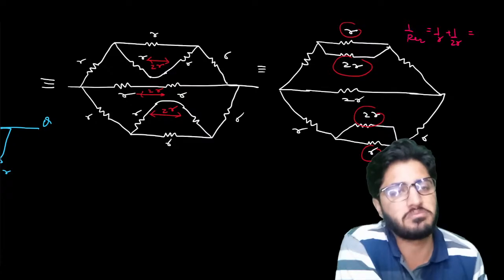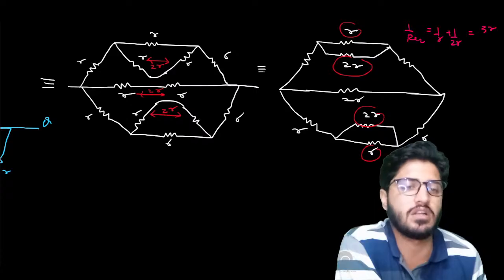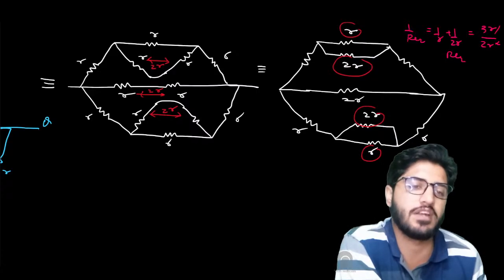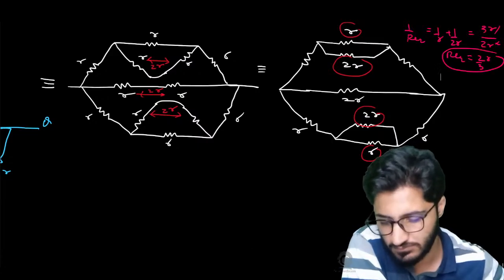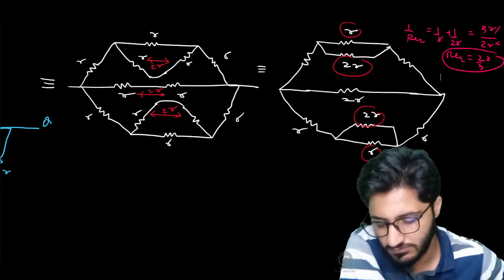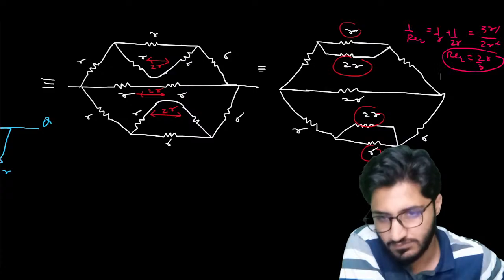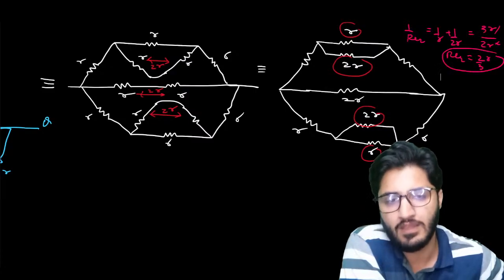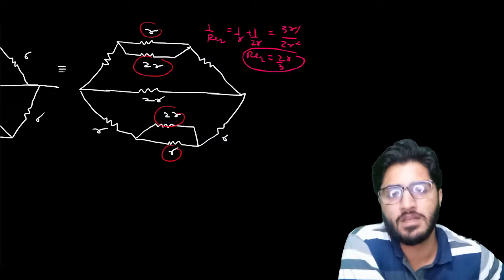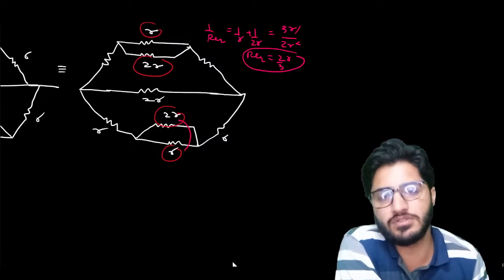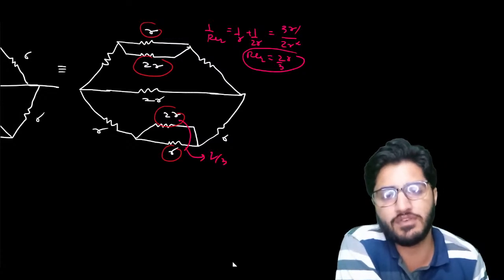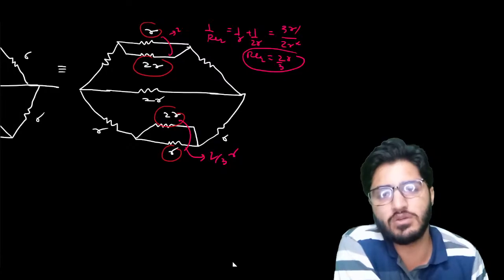It will become 2 plus 1. It is how much? 3R divided by 2R square. R cancel out, so my R equivalent came out to be 2 by 3 times R. Okay. So it is 2 by 3R. That means these two get 2 by 3R. These two get 2 by 3R.